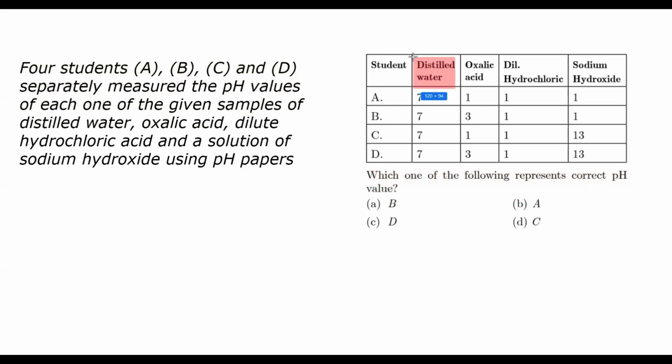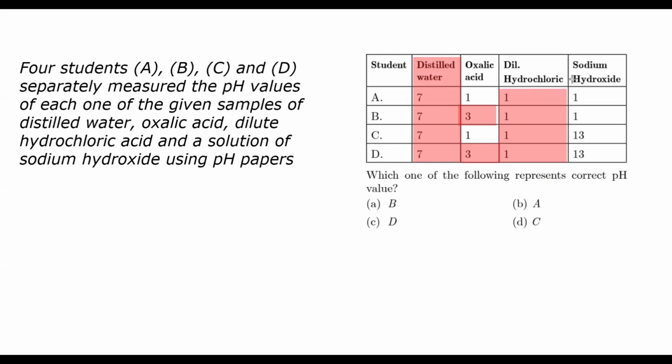So first is distilled water. As you know, pH of distilled water is 7, it is neutral. So all of them are 7. So this can be any of them. For oxalic acid, it is a mild acid, I mean organic, at the same time non-corrosive. So its pH should be around 3. So these are correct. Dilute hydrochloric acid is a strong acid and its pH is 1. So all of them are correct as of now.